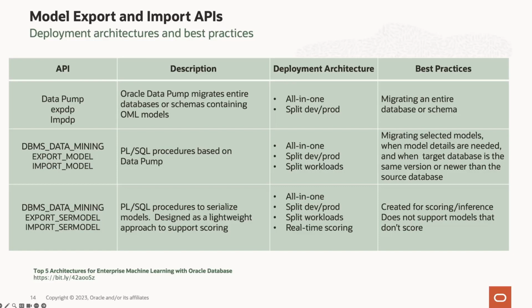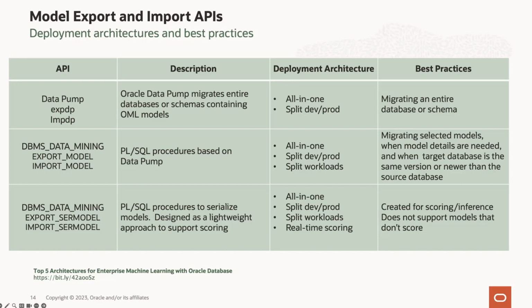The second option within this package is the export and import serialized model, which migrates models to and from a serialized blob. It is far more compact than the models produced by any other method and is ideal for scoring and inference, where only the model content and specific metadata needed for scoring are retained. In addition to the other deployment architectures we discussed, it also supports deployment to OML services on Autonomous Database. All of these options provide convenient, easy-to-use tools for model migration that are native to the database environment.